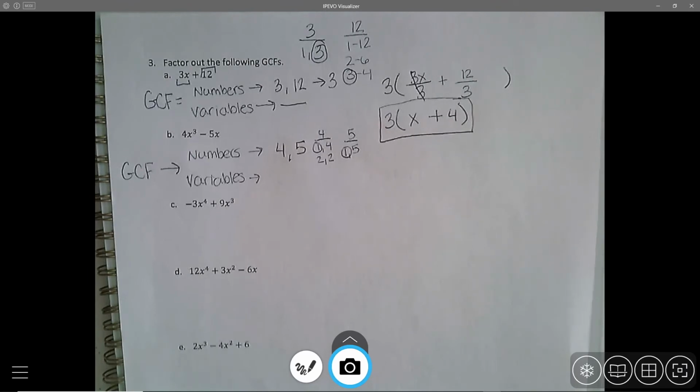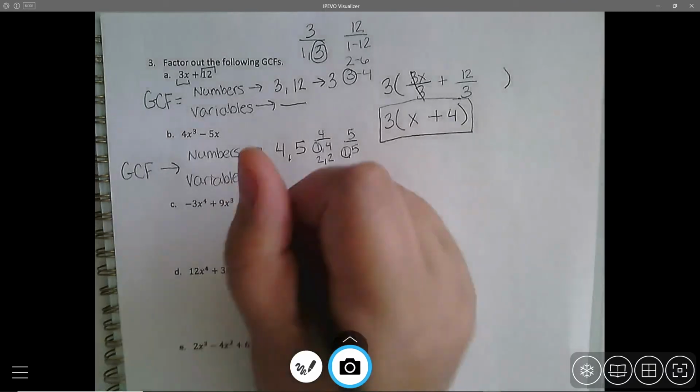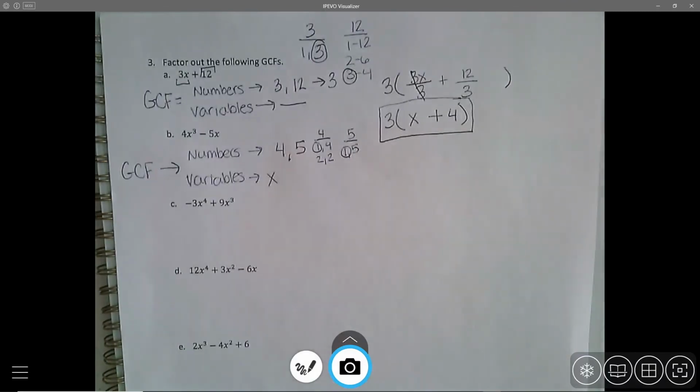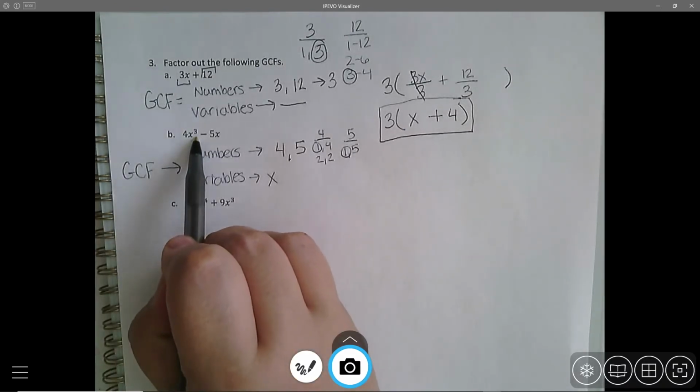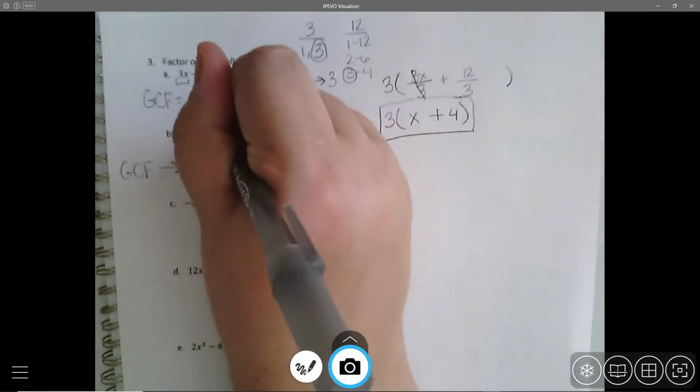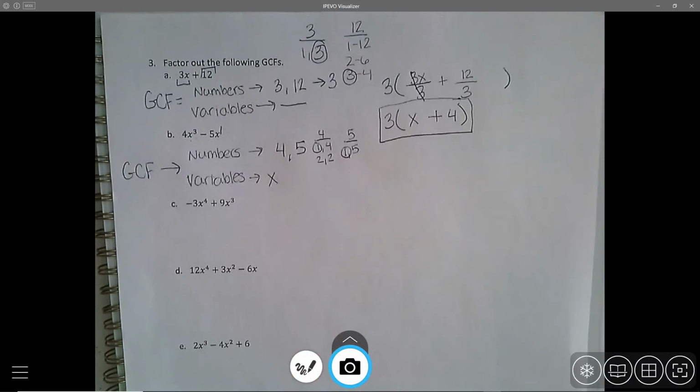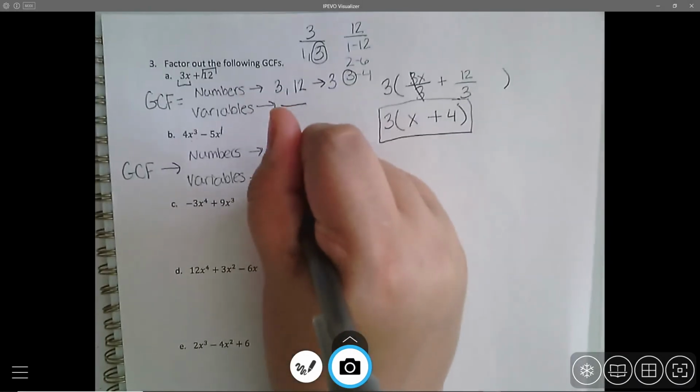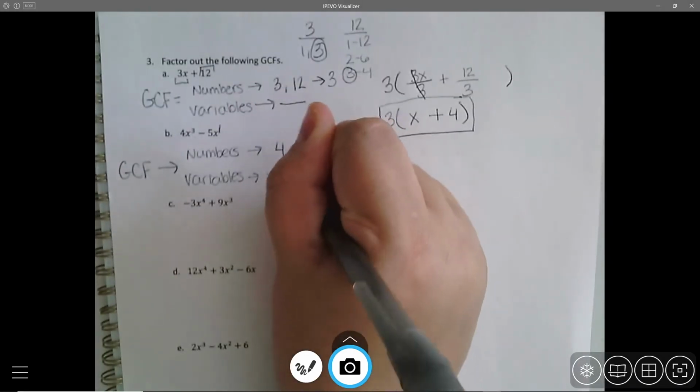Now, looking at the variables, is there a letter that both terms have? And the answer is yes. They both have an x. So now we ask ourselves, what is the lowest exponent you see on those x's? Well, this x has an exponent of 3. This one doesn't show an exponent, but remember, it's really an exponent of 1. 1 is the lowest exponent I see, so 1 would go there, which I can write as the 1, or I can just put x by itself.